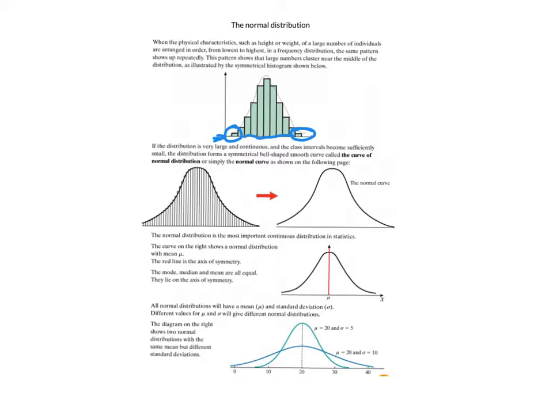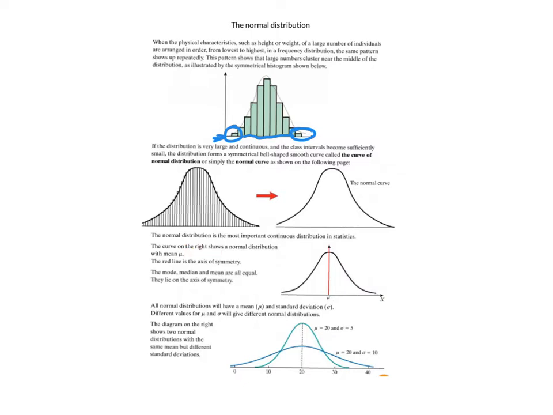It's a pattern that shows large numbers cluster near the middle of the distribution. If the distribution is very large and continuous, and the class intervals become sufficiently small, the distribution forms a symmetrical bell shape. This is what we call the curve of normal distribution, or the normal curve. The normal distribution is the most important continuous distribution in statistics.